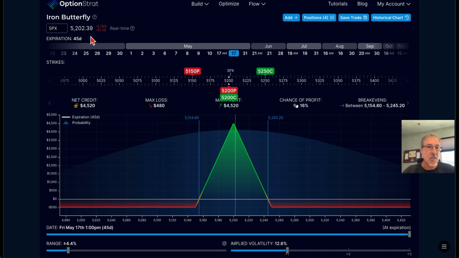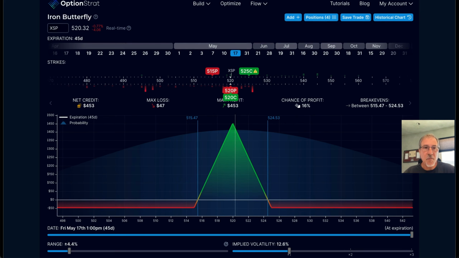So the thing that you'll notice in SPX, we're looking at a potential max loss on this trade of $480 and a credit we're going to take in of $4,520, which is also the max profit that would be attainable in this trade. So that's with SPX. SPX is the largest one we're going to look at. The other ones are going to be fractional variations of this particular one. I should say that I predominantly trade the SPX. That's my main go-to vehicle, but it's not right for everybody.